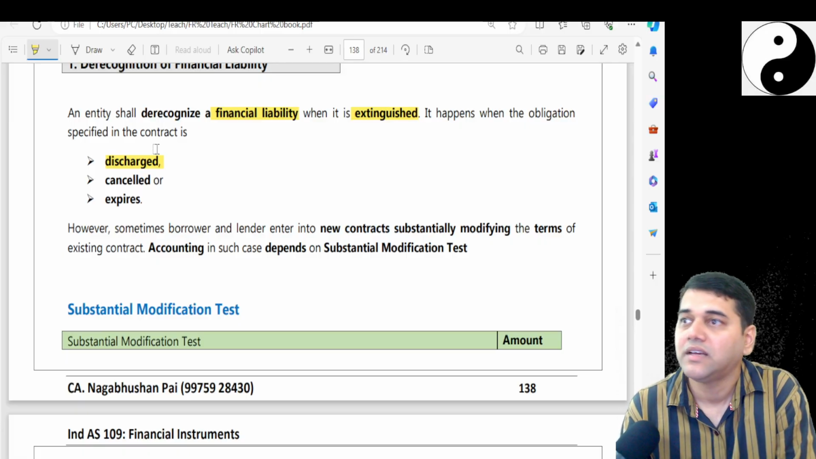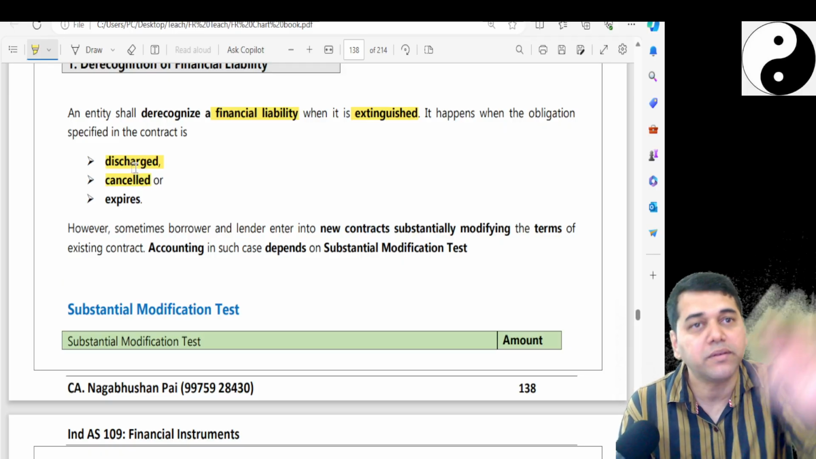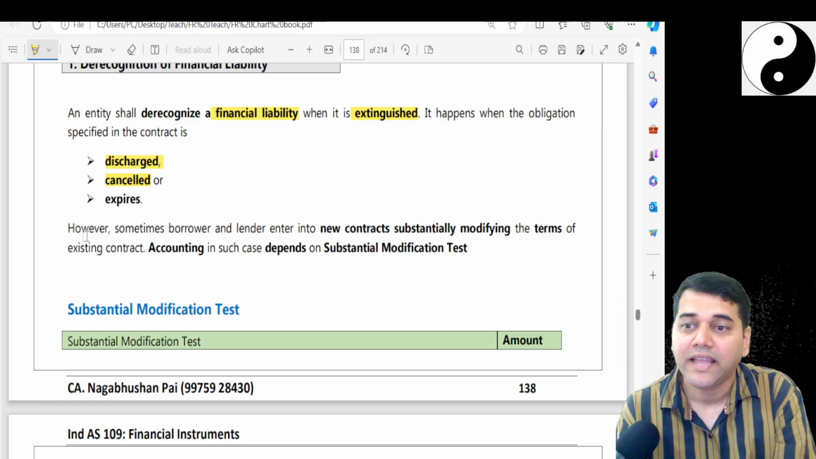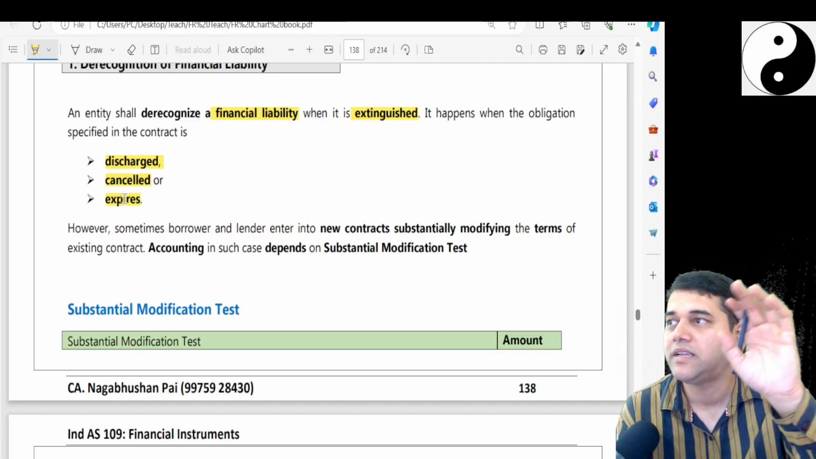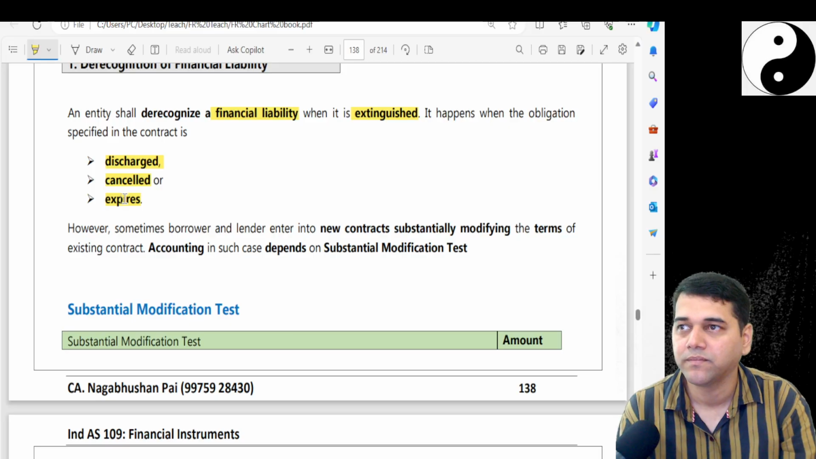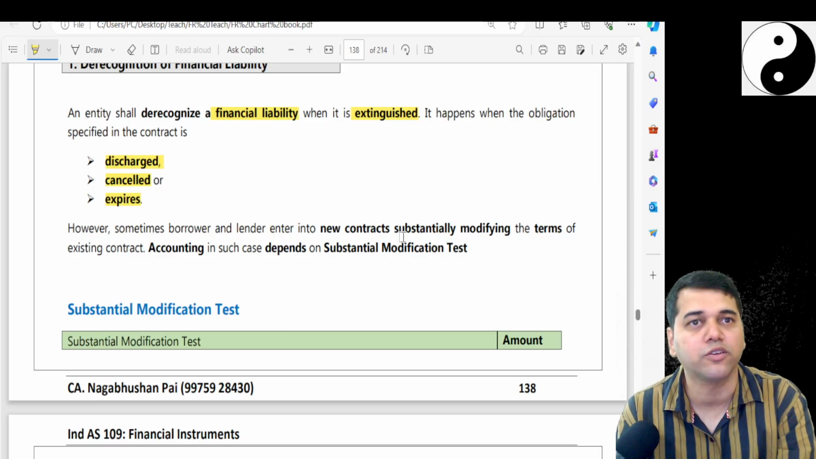The entry is liability account debit to bank. Or if it is cancelled, that person says, don't pay me, what entry do you pass? Liability to P&L. Or it expires, cancelled on the last day, because the time bar is there. You pass liability account debit to P&L. However, if this is the case, it is simple, and we should not discuss it only at this level.